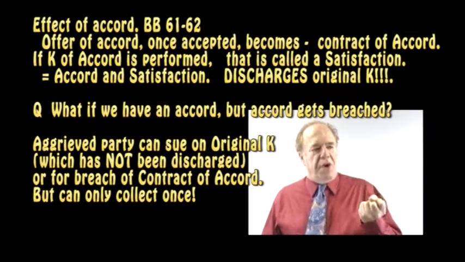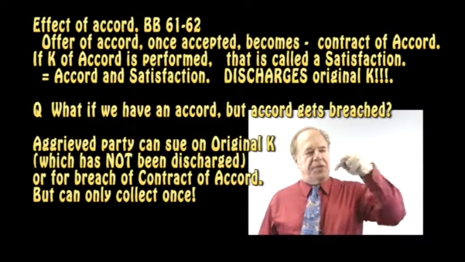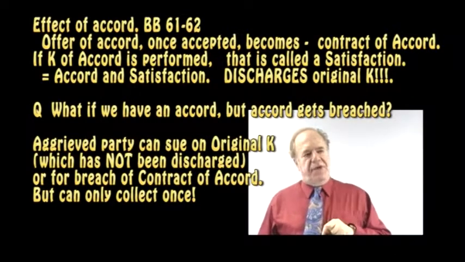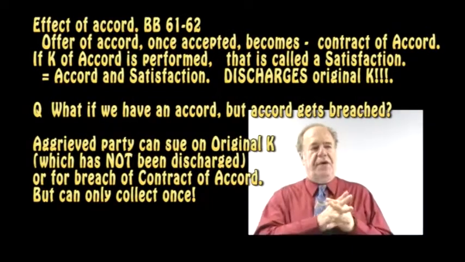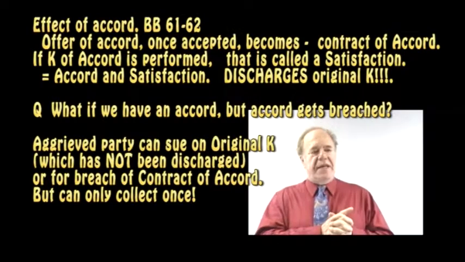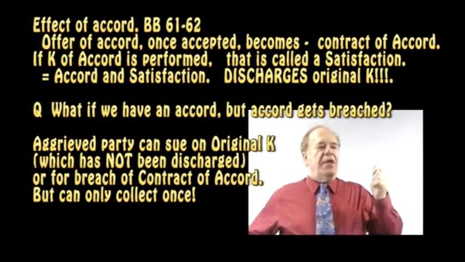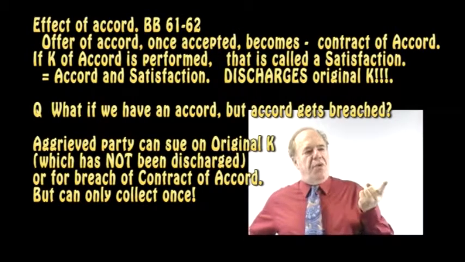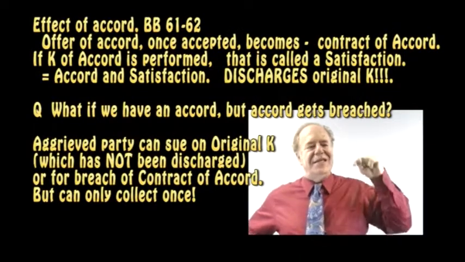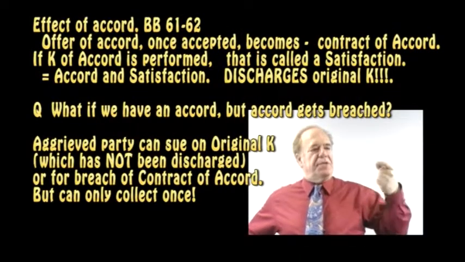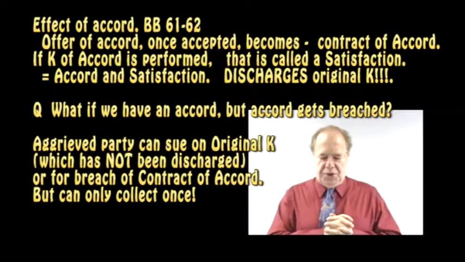There is an accord, which is an agreement to settle a dispute, and there's the performance of the accord, which is called the satisfaction. Well, what if the parties enter into an accord? They've settled their dispute about the contract in a contract of accord, but then a party doesn't perform the accord, it doesn't satisfy. The non-breaching party can sue either on the accord or on the original contract, because the original contract does not get discharged until the accord has been satisfied. Okay? So you want to study the methods of discharge of contract.